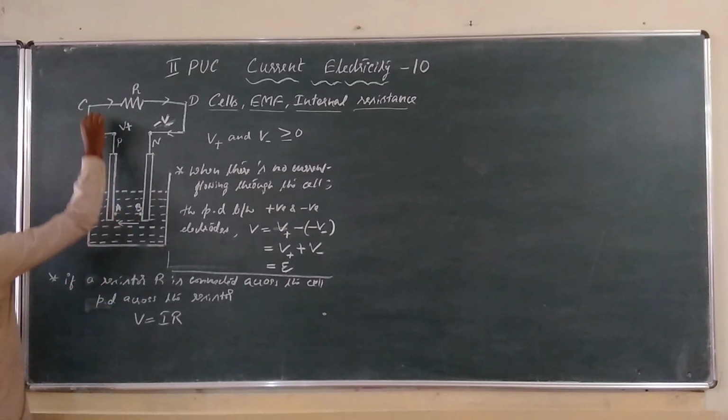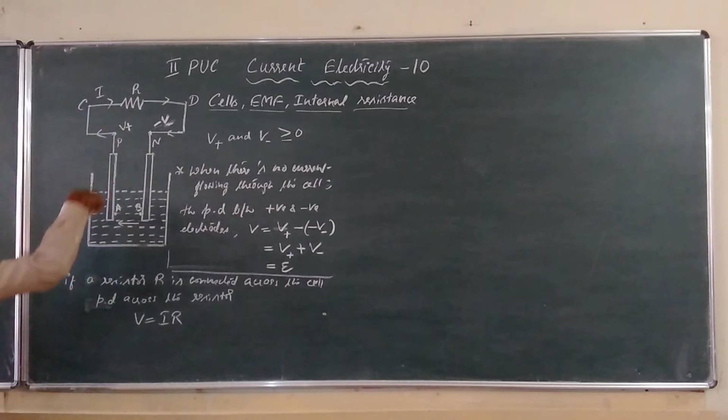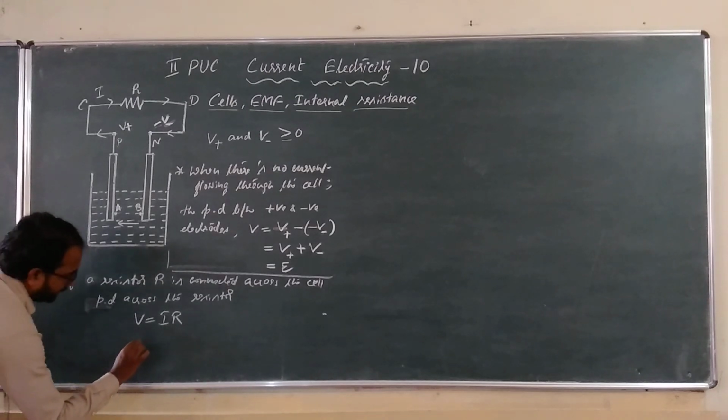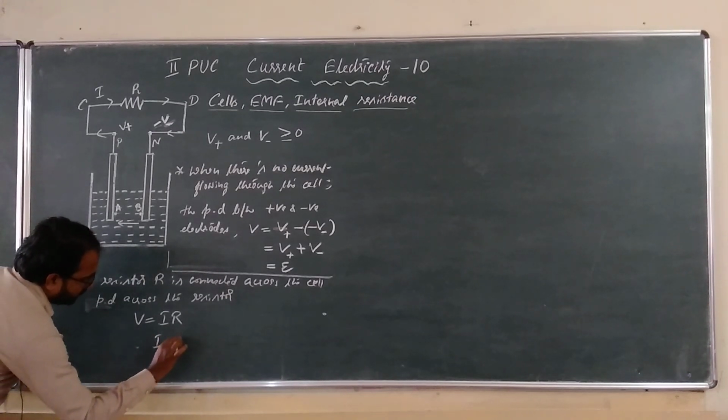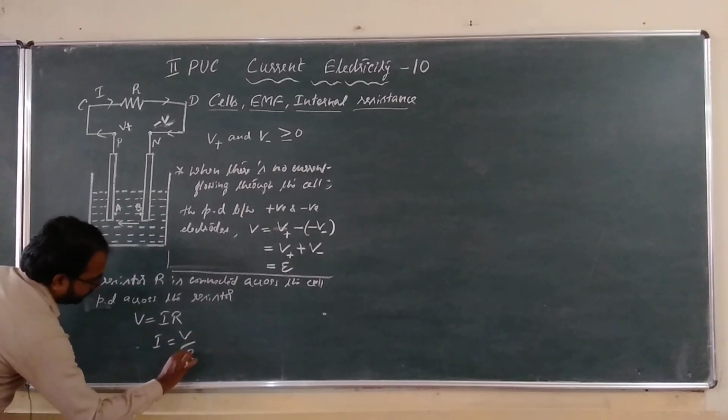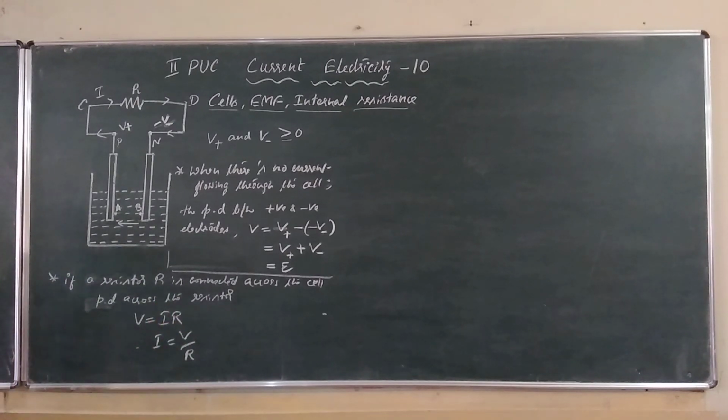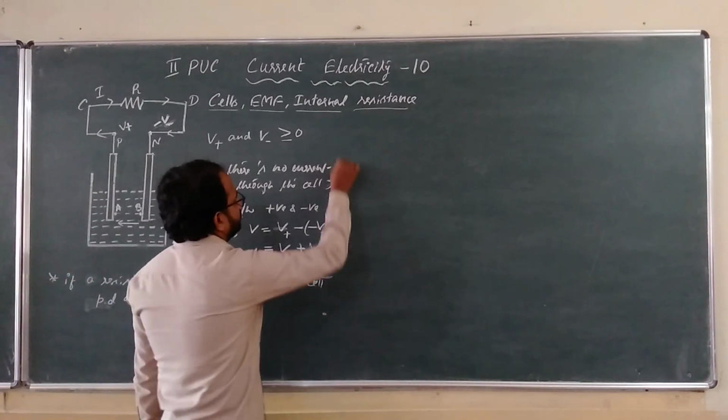Say I is the current flowing through the resistor or through the cell from P to N. Okay, so V is equal to IR, right? So what about the current? Therefore, current I is equal to V by R, right?